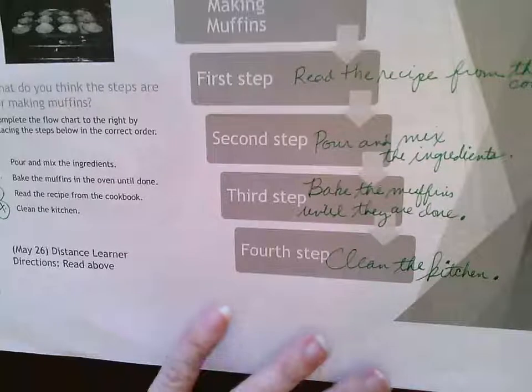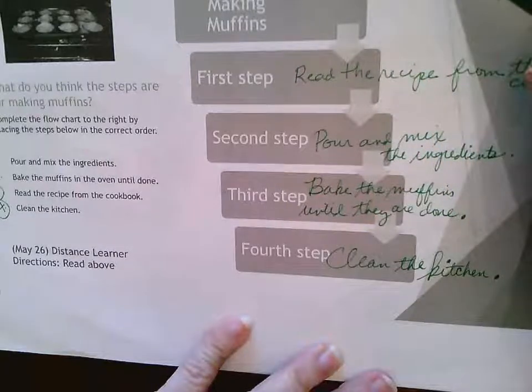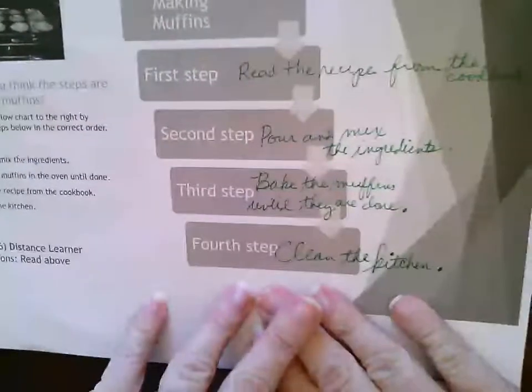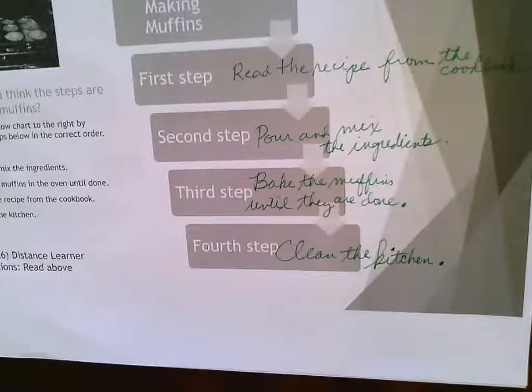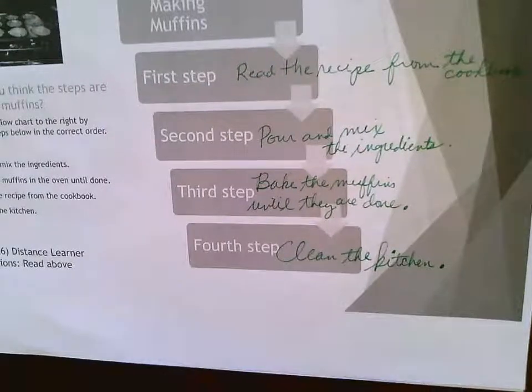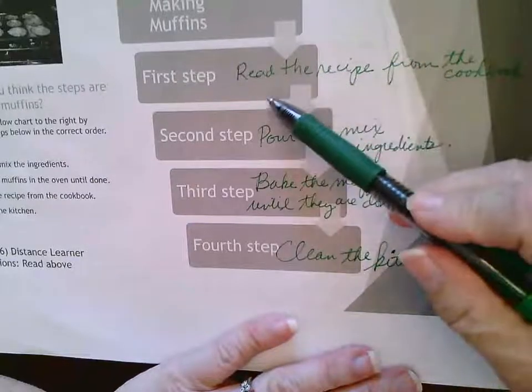First, we're going to say the steps to make muffins. We could say an introductory sentence like, the steps to making muffins include 4 instructions. First, comma, read the recipe from the cookbook. Second, pour and mix the ingredients. Third, bake the muffins until they are done. Fourth, clean the kitchen.